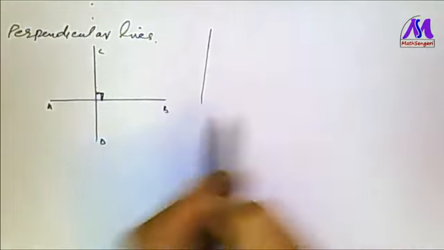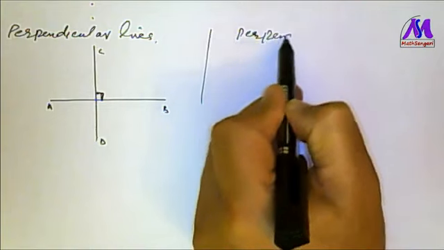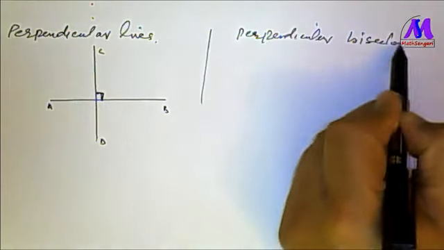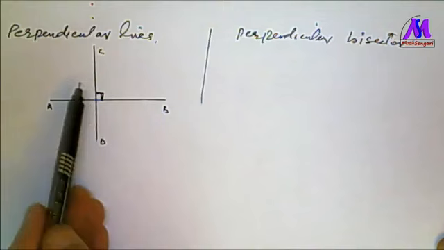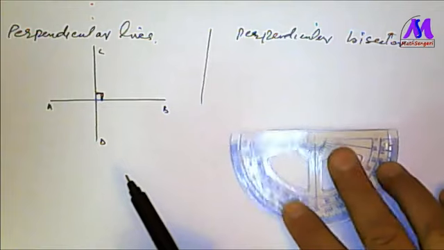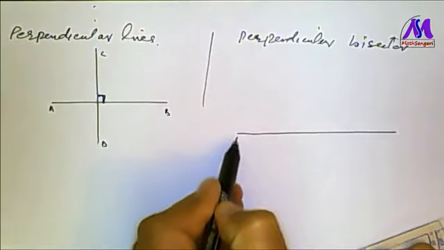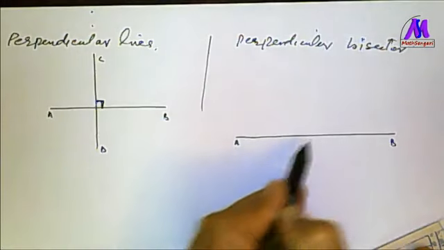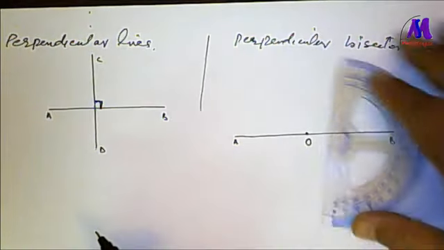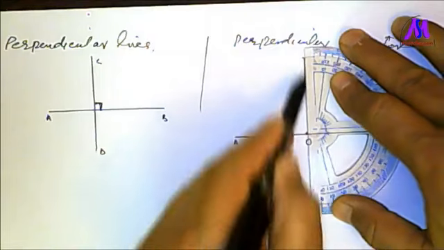There is another type of line which is called a perpendicular bisector. So what is the difference? Basically, the difference between these 2 terms. Look here. Here is a line, just like this one, and a line AB, and O is the midpoint. I am repeating, O is the midpoint, and another perpendicular line intersects at the point O.